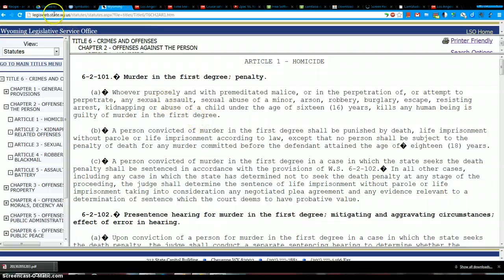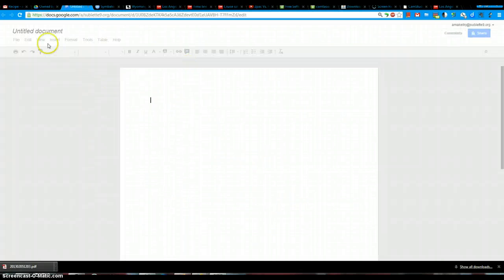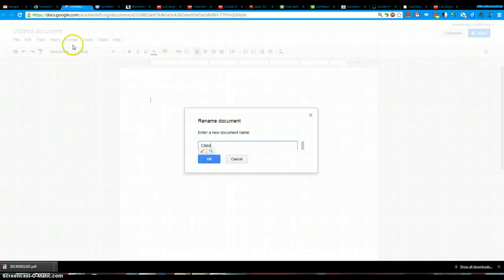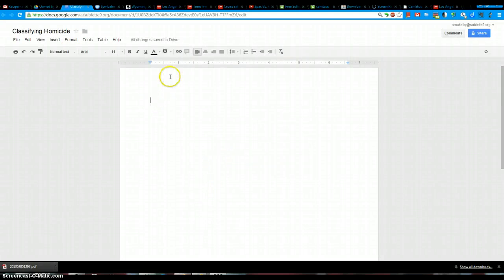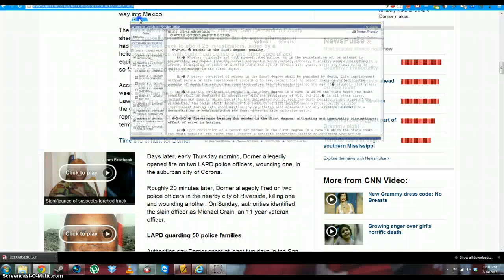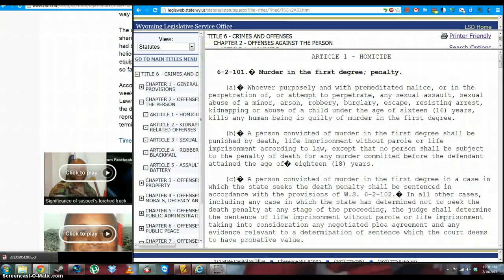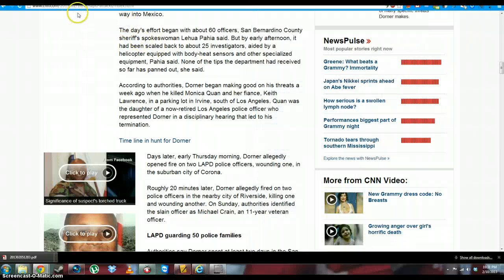So, we're going to do the first one together. We need to figure what the heck constitutes first degree murder. So, we go on our drive, start a new document. I'm going to call it classifying homicide. You can call it anything you want because it's just going to be for you. So we're going to basically just set out different types of homicide, and then in our own words, and you might want to snap these windows together if that makes it easier.